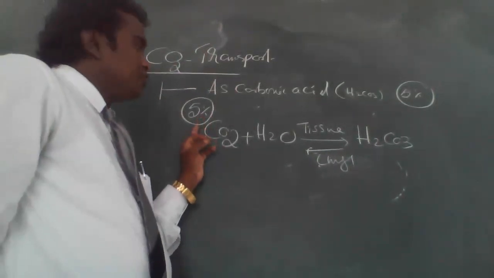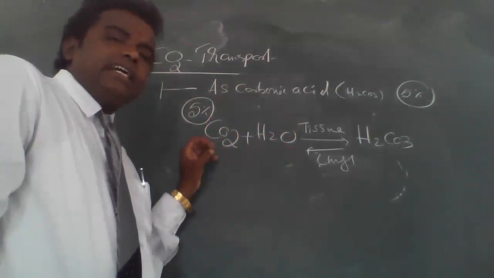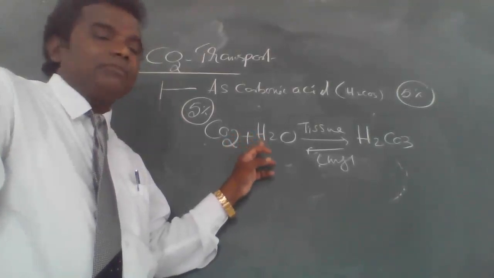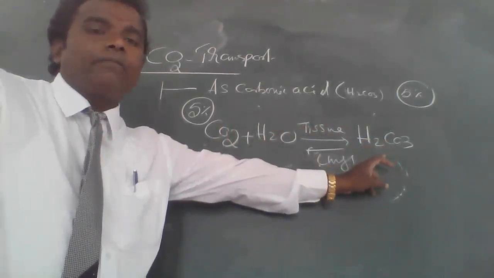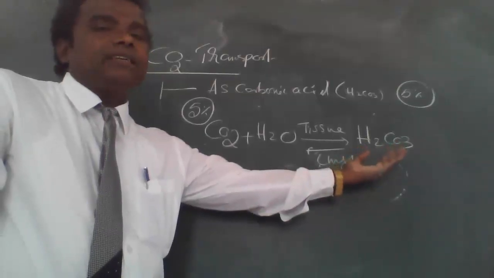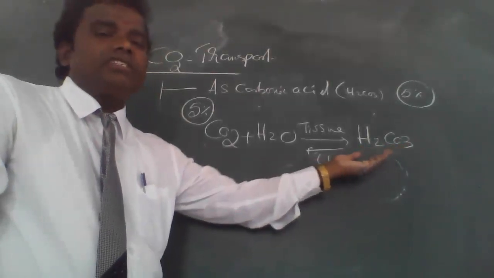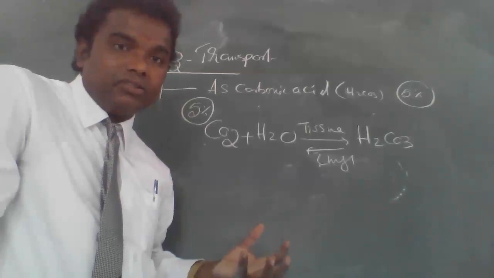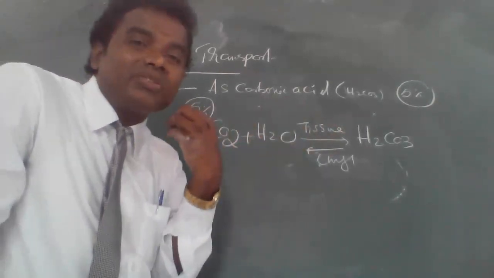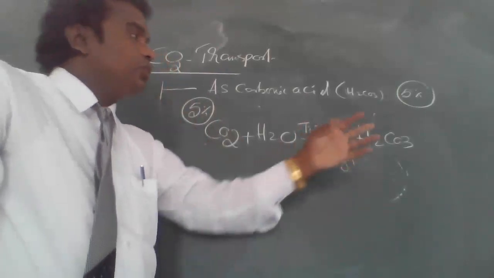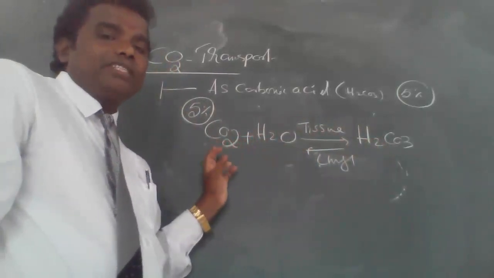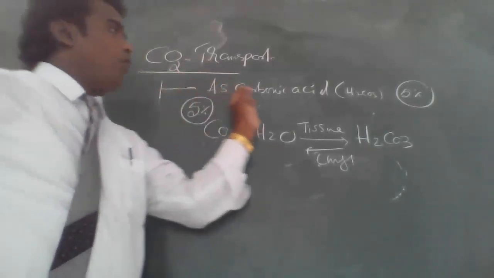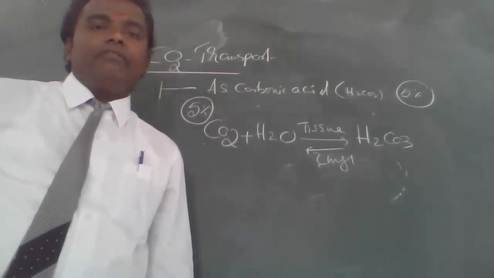Once more, I repeat. In the tissue, 5% of carbon dioxide combines with the plasma water to form H2CO3. This carbonic acid reaches the lungs through the blood, and immediately dissociation takes place: H2CO3 ionizes into H2O plus CO2. This CO2 goes outside. This is carbonic acid, 5%.